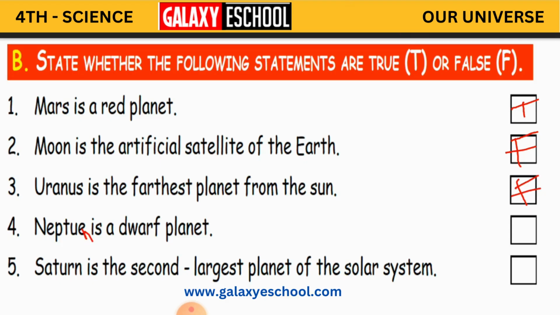Is it true or false, children? False. Okay. Why? Because Neptune is a planet. Pluto is a dwarf planet. Not only Pluto, we have some other dwarf planets also, but Neptune is not a dwarf planet. Okay. And the fifth one is Saturn is the second largest planet of the solar system. Is it true? Yes, this is true. Jupiter is the largest planet and Saturn is the second largest planet. This is true, children. Clear?